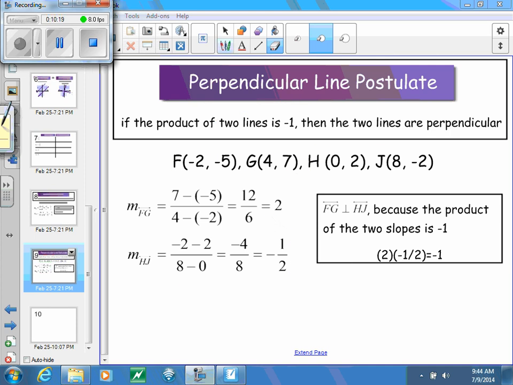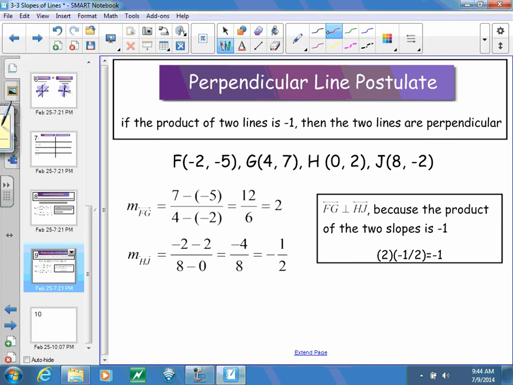All right, so we're back. Now I've got everything working again. We've gone through now, and this is showing you how to determine if two lines are parallel or perpendicular.